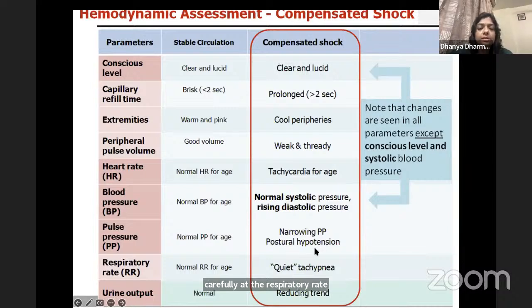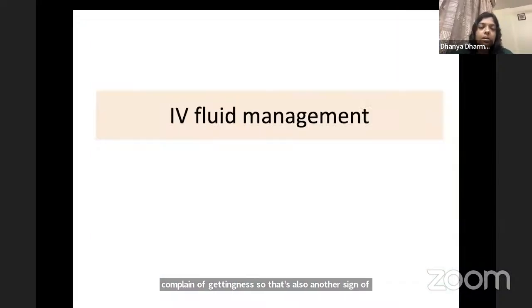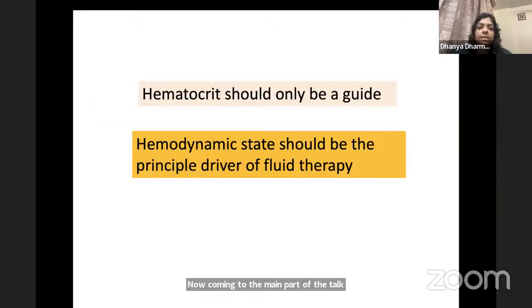And you can have quiet tachypnea if you look carefully at the respiratory rate. Postural hypotension is also important. They will complain of giddiness. So that's also another sign of probable need for more IV fluids. Now coming to the main part of the talk about IV fluid management.